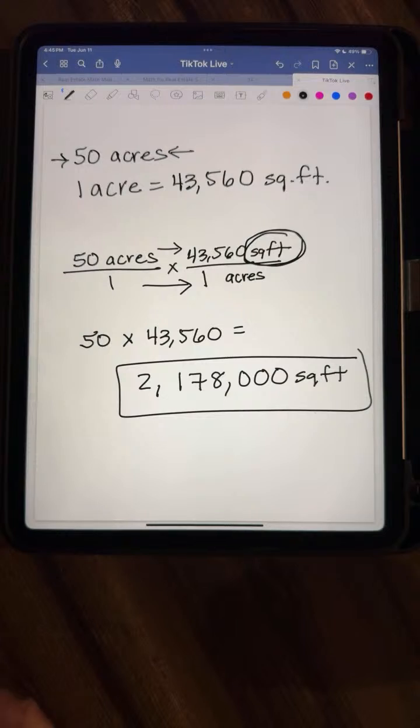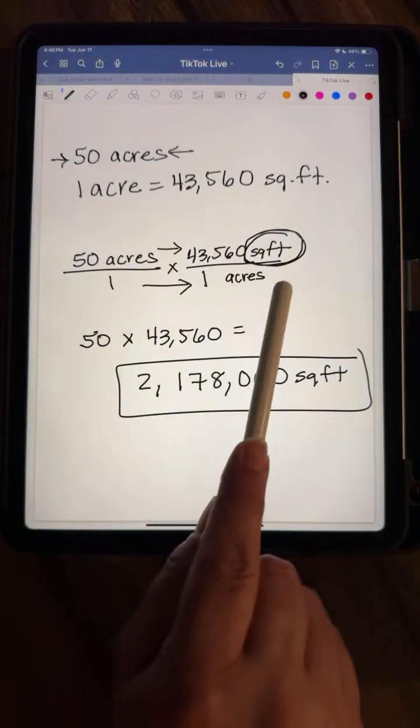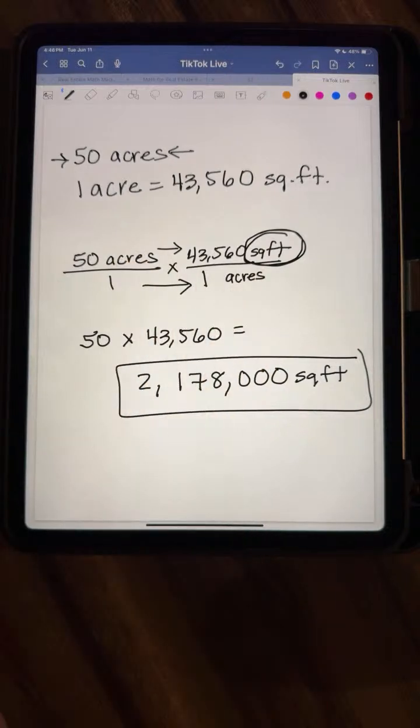Okay? Yes, Alicia, very good. So that's how I work my conversion ratios. If you guys have any trouble with conversions, this is how I was taught when I was in school, and that's the way I see it.